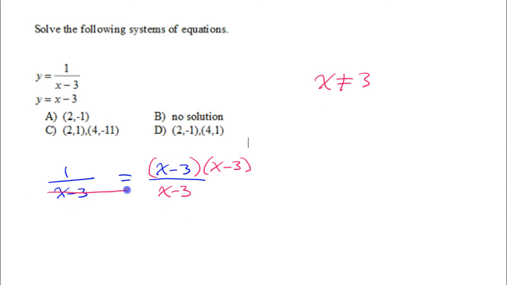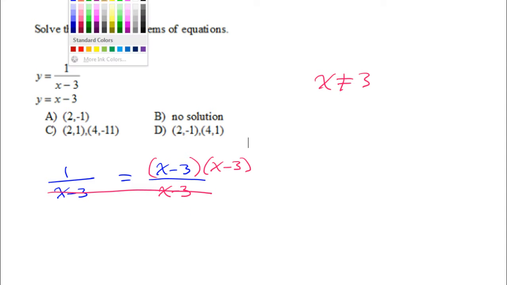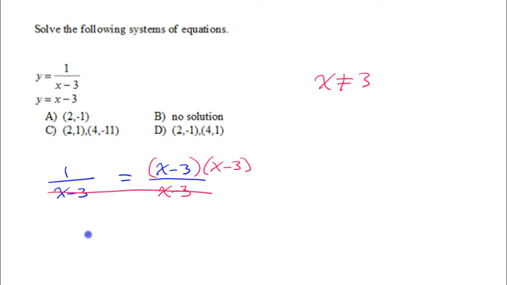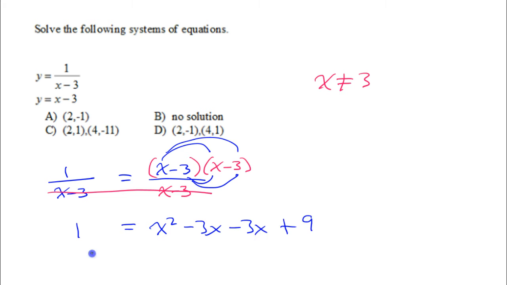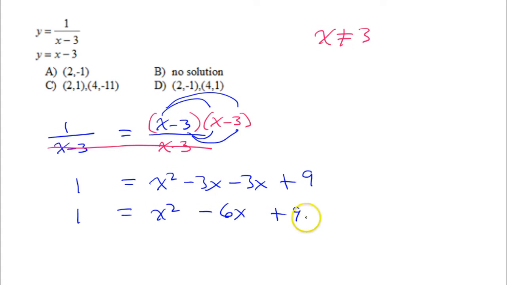Now once my denominators are the same, I can cancel them out, and I can make a new equation from the numerators. So I have 1 equals, now I'm going to have to double distribute this. So this will be x squared minus 3x. And then now I'll distribute the negative 3. So that'll be negative 3x plus 9. So that's 1 is equal to x squared minus 6x plus 9, combining these like terms.